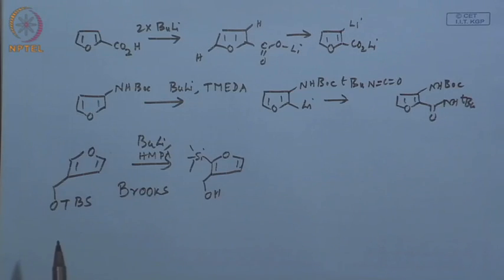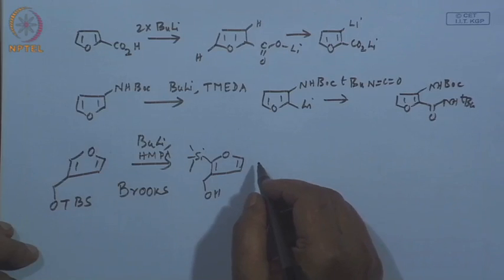Brook rearrangement is basically the transfer of silicon from oxygen to the neighboring carbon. It has to be the carbon anion, that means the thermodynamically more stable carbon analog. So, this is now. Now, what next?